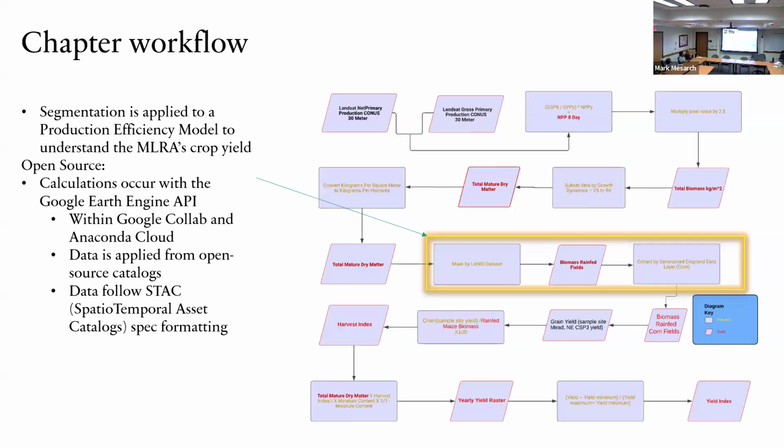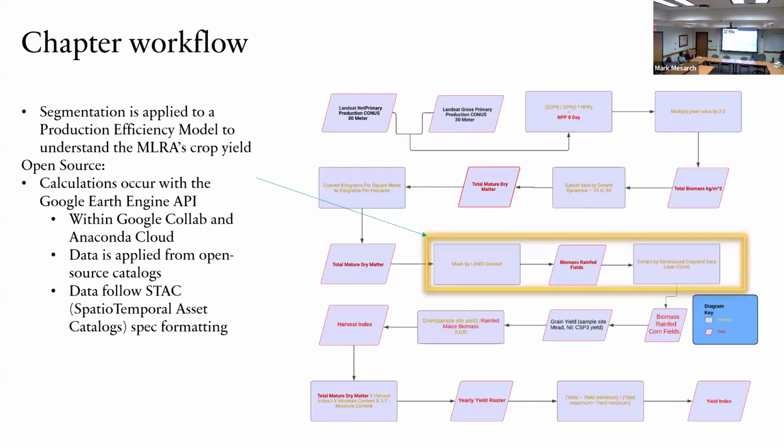The chapter workflow. So this is my chapter 1. We're focusing in just on that center part of chapter 1, that overall segmentation. Segmentation is applied to a production efficiency model. And what is a production efficiency model? It's a semi-empirical model that is used to calculate usually biomass or some sort of carbon flux. In this case, we're calculating corn yield.